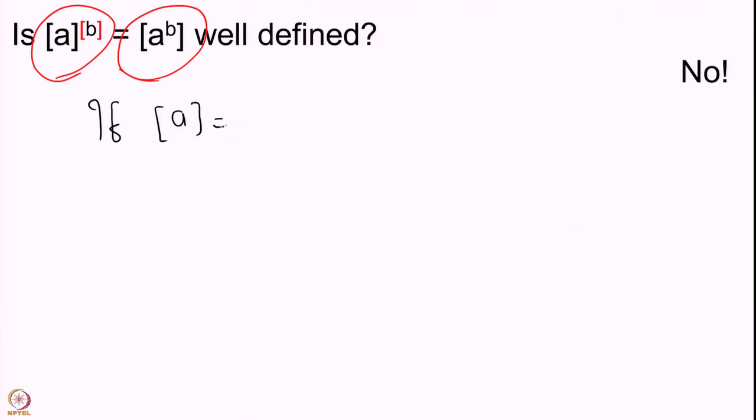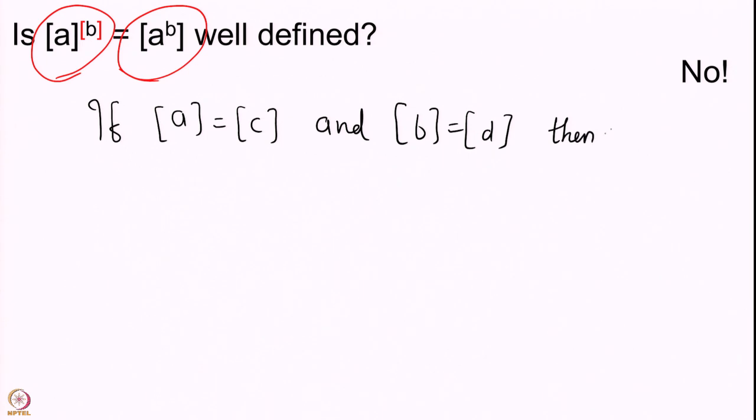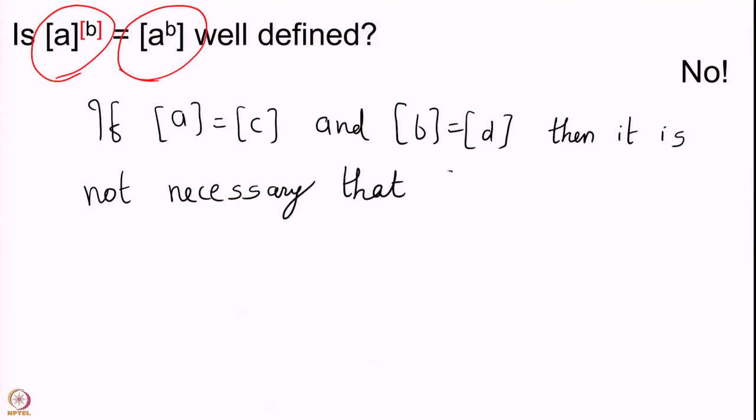Or let's say that our example is that if we define it in this way, the class of A power class of B to be equal to class of A power B, then this operation or this definition that we are giving is not well defined, it does not make sense. So, why does it not make sense? Let's look at why this does not hold. So, what I am saying is that if you have a class of some element A to be equal to the class of an element C, and the class of B is the class of D, then it is not necessary that the class of A power B is equal to the class of C power D.